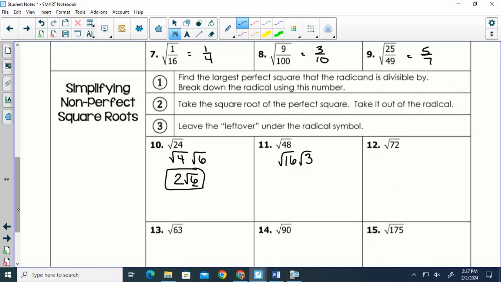All right, what is the square root of 16? 4. And then can we do the square root of 3? No. Check yourself: do you get the same decimal when you do 4 square root of 3 as you did when you did square root of 48? So then, where do we get the 3 from again? 48 divided by 16.